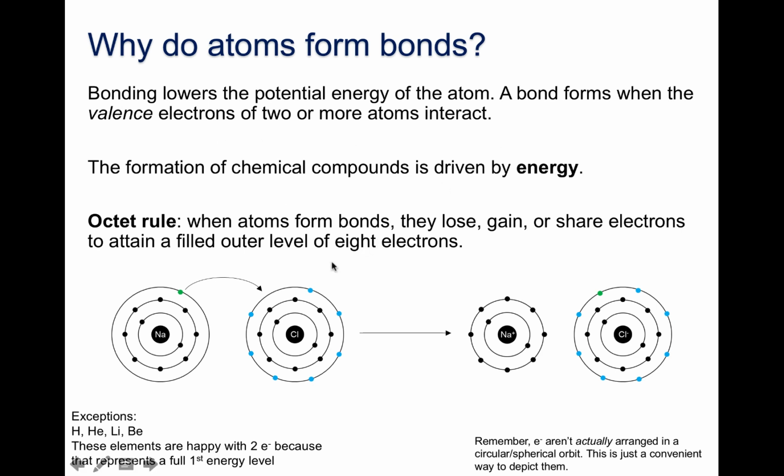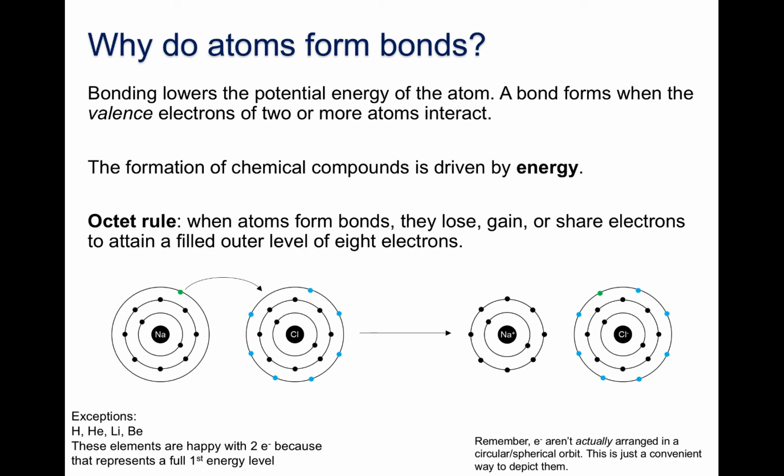There are a couple of exceptions to that. There are some elements that are too small. They don't have enough energy levels or enough space for 8 electrons on their outermost energy level. And those exceptions include elements like hydrogen, helium, lithium, and beryllium. They're happy with just 2 electrons in their outermost energy level because their outermost energy level is energy level number 1. And remember, we can only fit 2 electrons in the first energy level because there's only an s sublevel available. But essentially all other atoms are going to follow the octet rule. There are a couple more exceptions to that, which we'll go more in depth in chapter 10 when we get to Lewis structures.